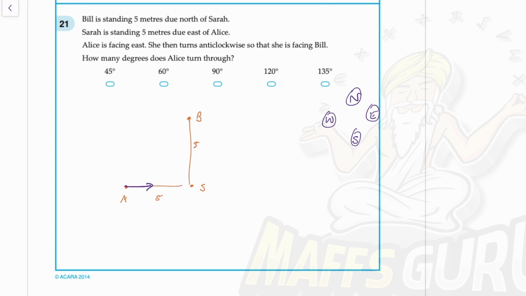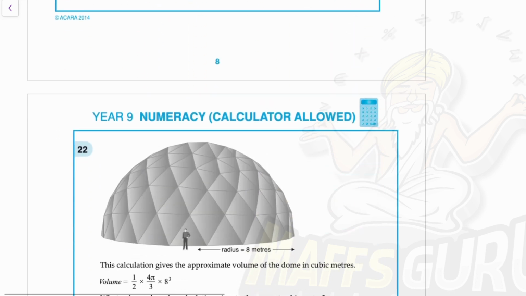All right, she then turns anti-clockwise, so she's facing Bill. How many degrees does Alice turn through? So she's going to turn anti-clockwise until she faces Bill. Now, believe it or not, I think this is a trigonometry question. We know that when a triangle has equal sides in its right angle, this angle here is always going to be 45 degrees. So actually, how many degrees does Alice turn through? It's going to be 45 degrees. All right, there we go.